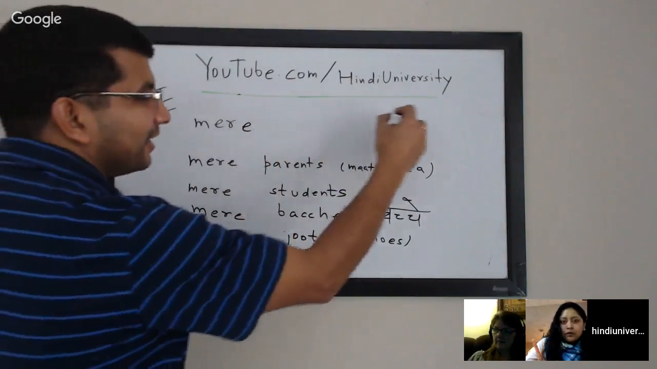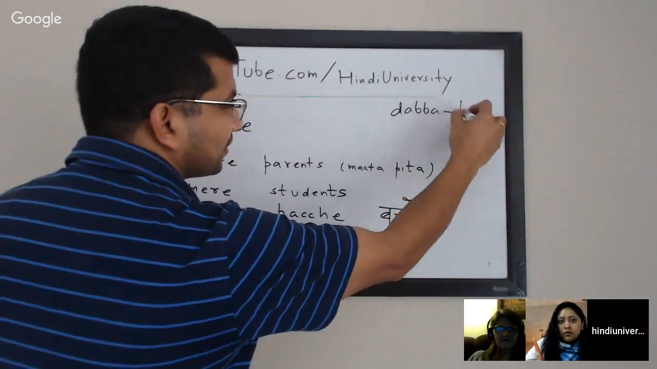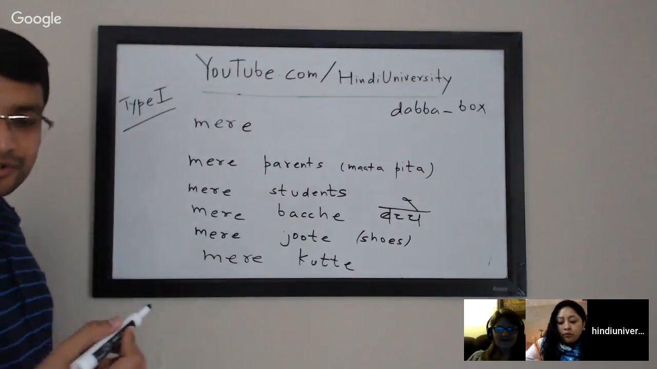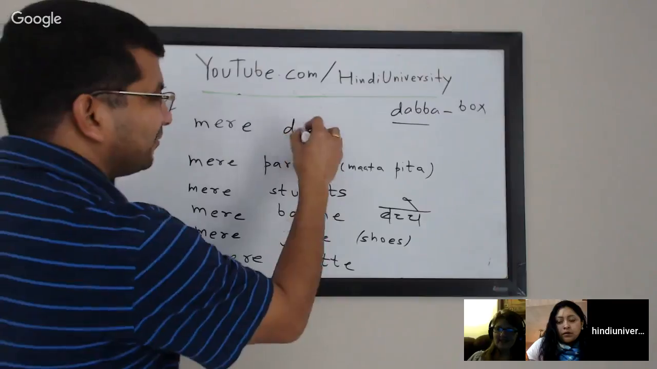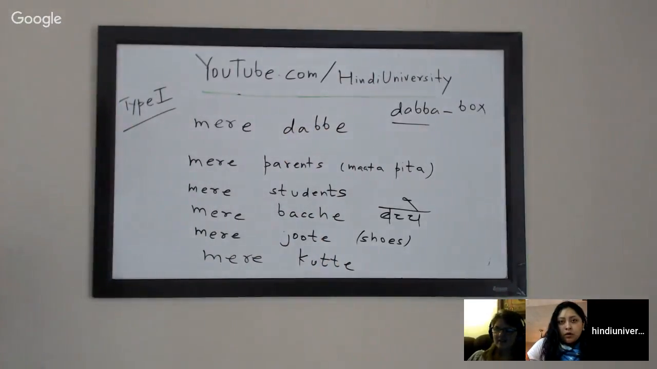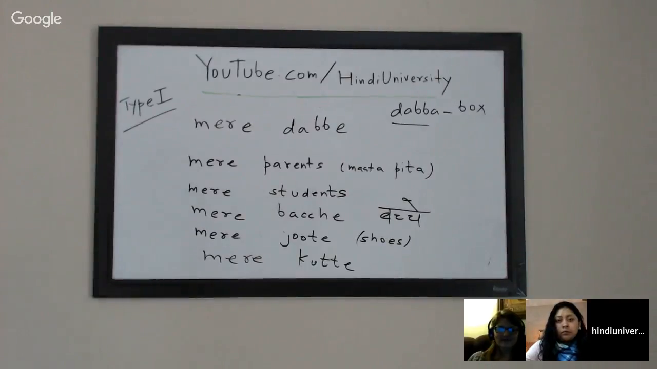Would you like to give it a try? Dabba is a box. If you want to say my boxes, it will be mere dabbe. Very good. Mere dabbe. Let's see what else we have. Now we have mere dabbe. That's correct. And we have meri meze, my tables. Meze is considered feminine, right? So my desk is meri meze.